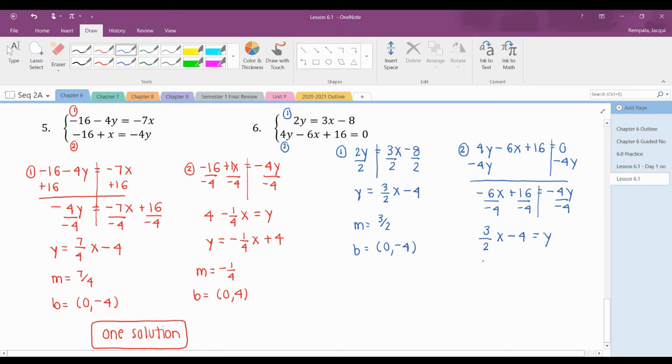And that's y. So if you want, once again, you can flip it around. So y equals 3/2 x minus 4. So if we identify our slope, notice it's 3/2. Our y-intercept is 0, negative 4. And not only is our slope the same, but our y-intercept is the same, which means that we have infinitely many solutions.